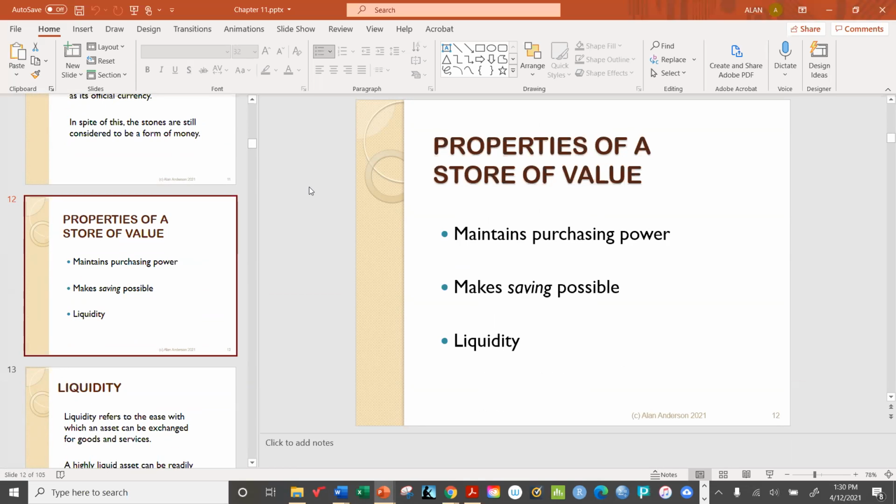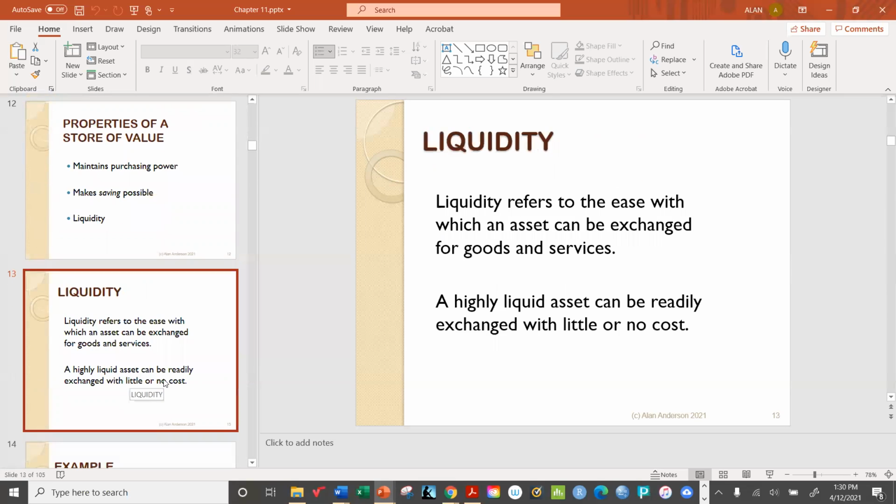It makes saving possible. Without a store of value, we can't save, okay? And then of course, it also provides us with what's called liquidity. Now, liquidity refers to the ease with which an asset can be exchanged for goods and services. A highly liquid asset can be readily exchanged with little or no cost.